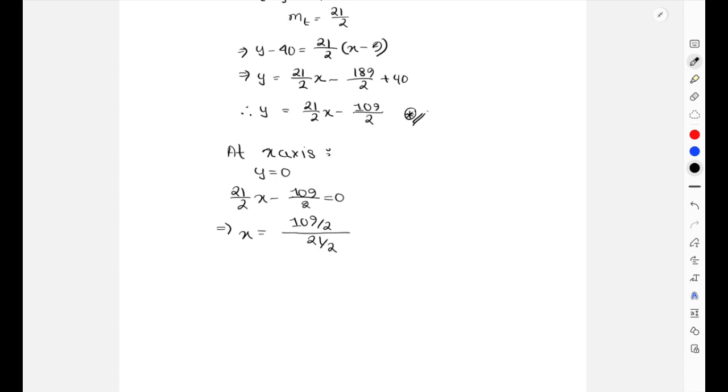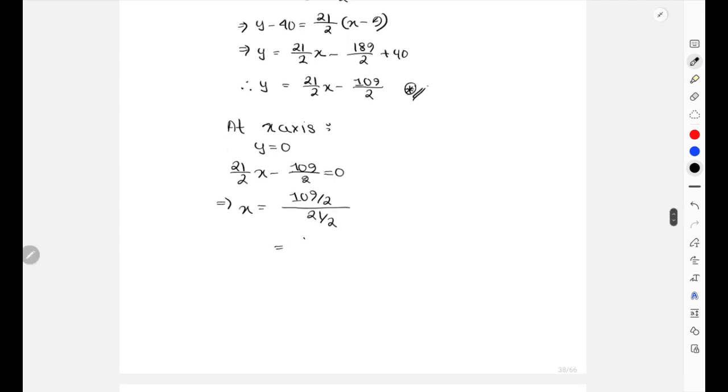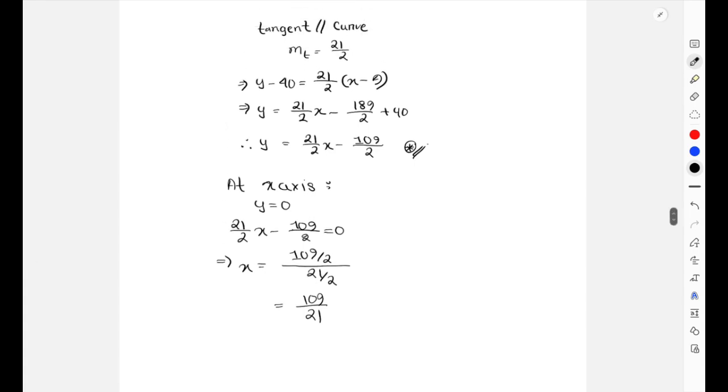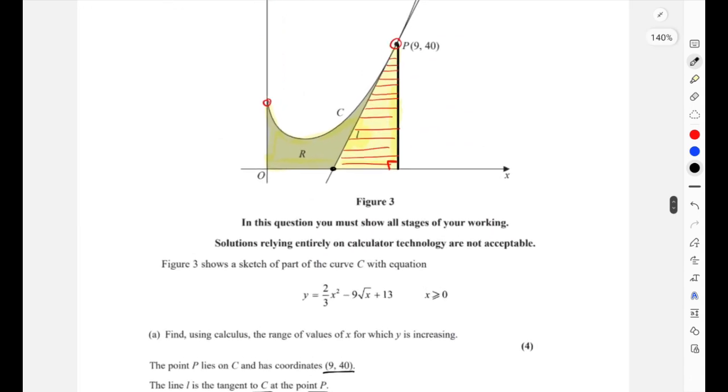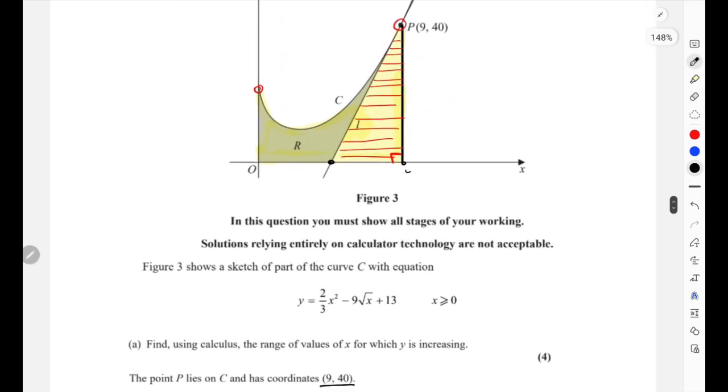This is 21 by 2. And this will give you 109 by 21. That means the point where your tangent meets the x-axis is actually 109 over 21. This is approximately 5 point something, but we'll keep it as this because it's a more accurate value, right? So let's go back to your graph again because it will be easier to explain from there. Over here, your coordinate is 9, and over here, your coordinate is 109 over 21.